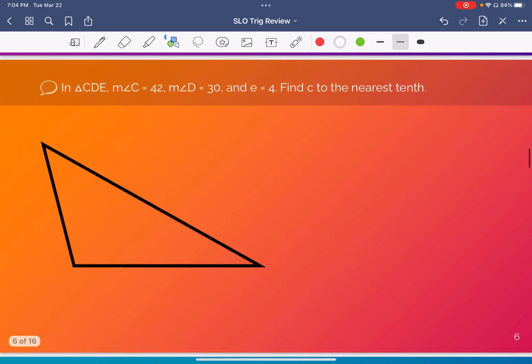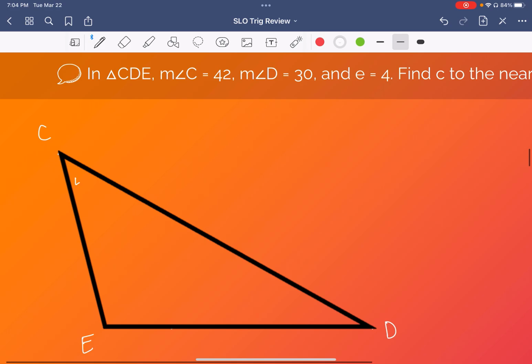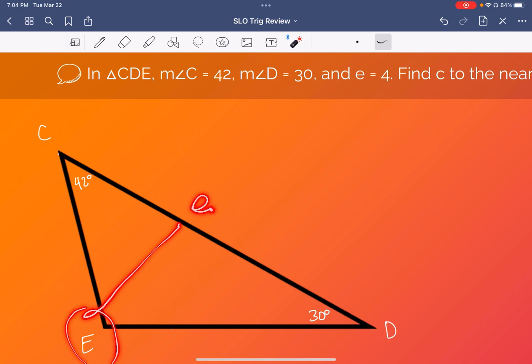Okay, next problem, triangle CDE. Notice that my triangle is not labeled, so just label it however you want. I'll just label it like this. Just make sure that you have your angles where they're supposed to be. So angle C is 42 degrees, angle D is 30 degrees, and remember that the lowercase letters are across from the uppercase letters. So if this is capital E, then across from that will be little e. So over here we will have 4.